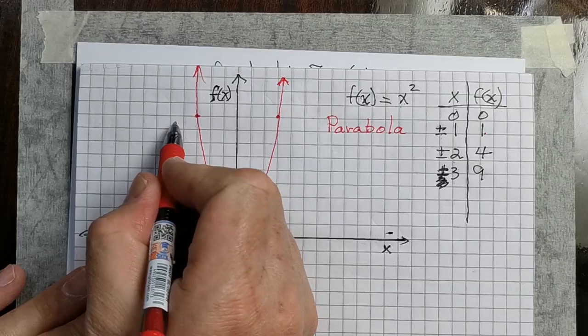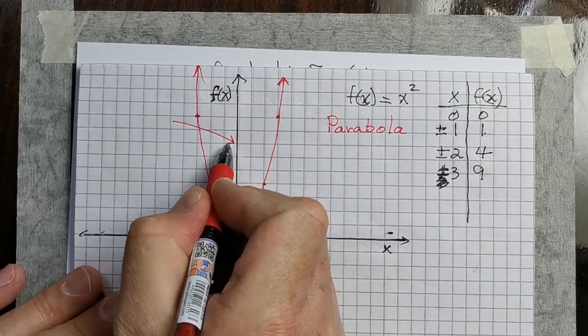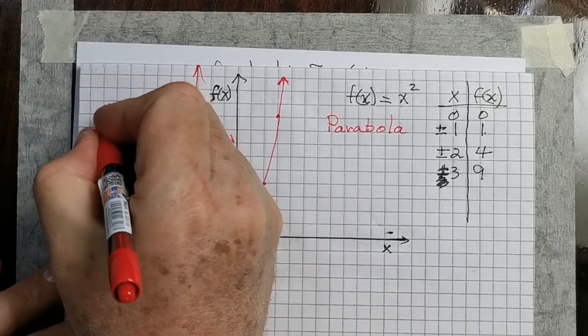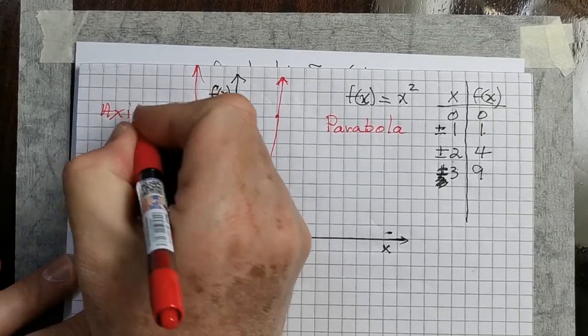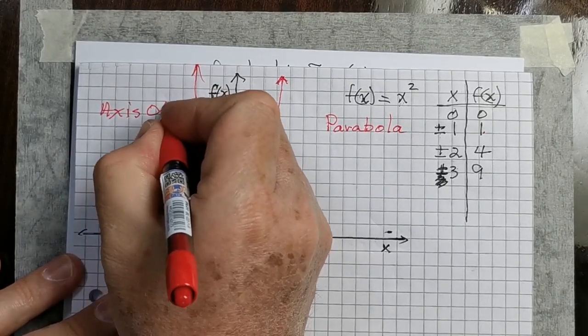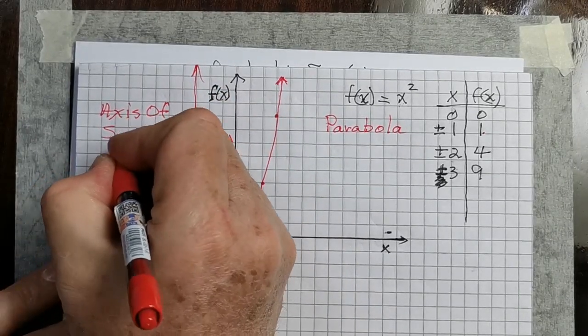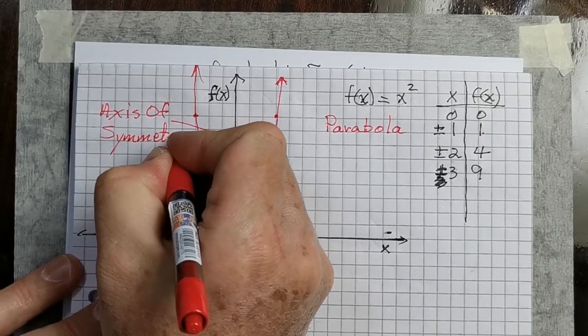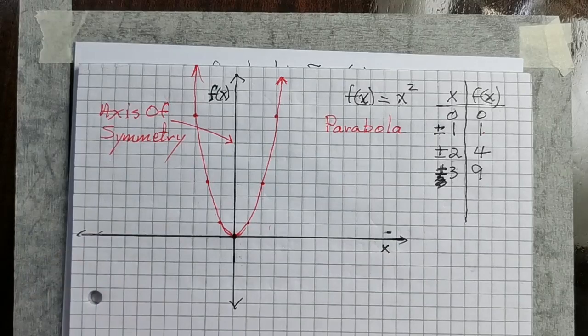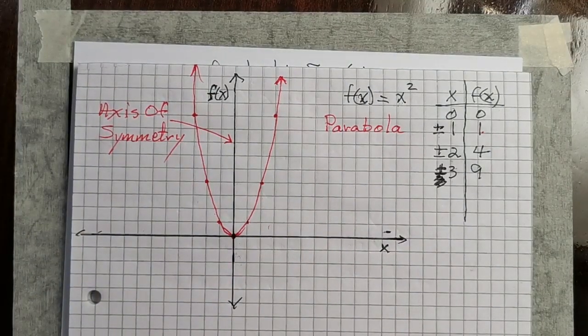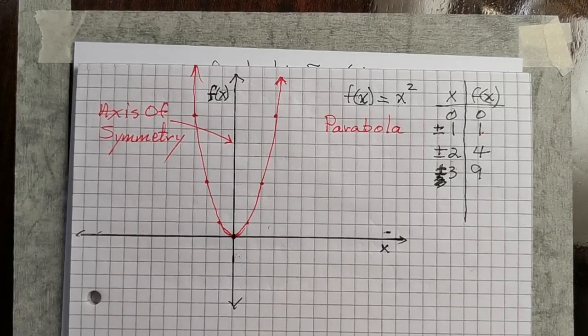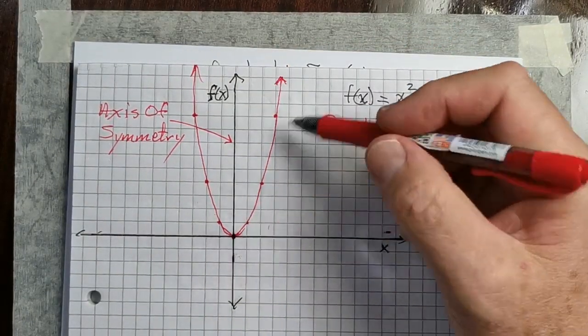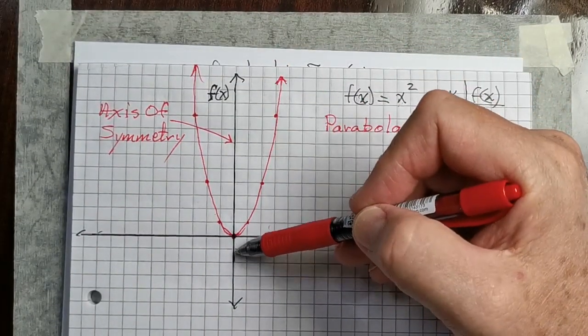So this line right here is called the axis of symmetry. Now, the axis of symmetry can be found. You can find the equation of it. It's a straight line, you agree? What is the equation of this line?